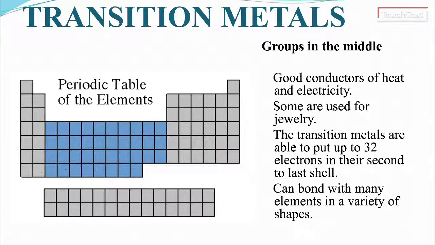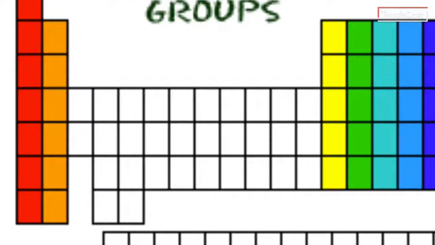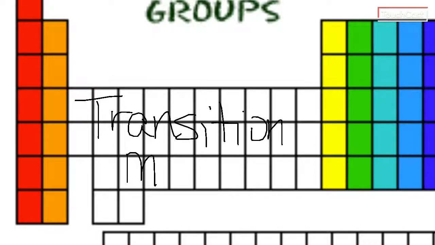The next group are your transition metals. Remember, these are the ones I told you guys early on that you would not have to draw Bohr models for. So this is our middle section, the transition metals. So on this section, you'll write transition metals. Those are your transition metals.